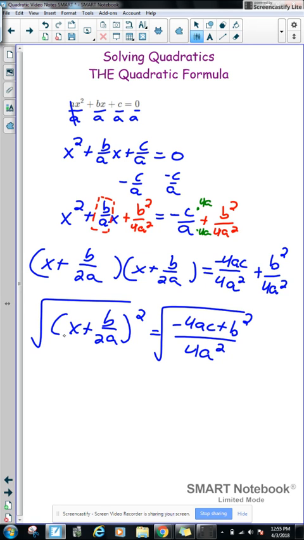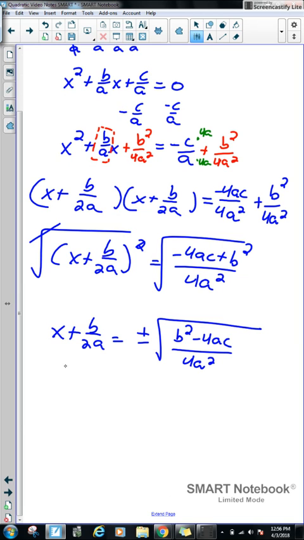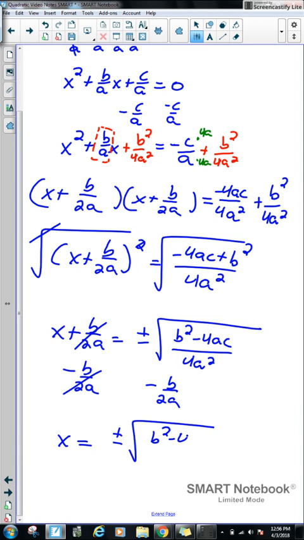If you take the square root of x plus b over 2a quantity squared, the square root and the square cancel, leaving you with x plus b over 2a equals, the square root on the right side here, we're going to need to add the plus minus. And nothing in this radical is going to simplify, but I am going to take the b squared and place it in the front using the commutative property, so I can just swap the order. And then 4a squared on the bottom. Last but not least, you need to solve for x. You would need to subtract b over 2a. So we're going to get that x is equal to plus or minus the square root of b squared minus 4ac all over 4a squared, minus b over 2a.